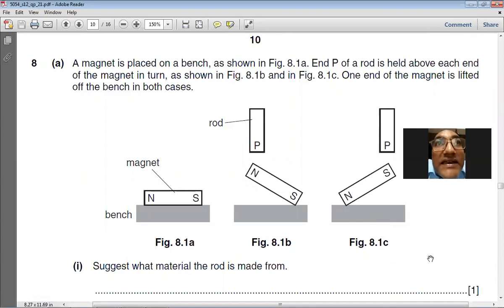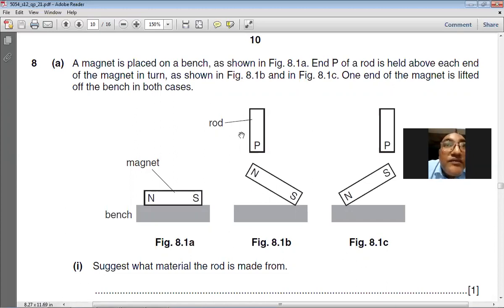A magnet is placed on a bench as shown in figure 8.1a. End P of a rod is held above each end of the magnet in turn, as shown in figure 8.1b and figure 8.1c. One end of the magnet is lifted off the bench in both cases.